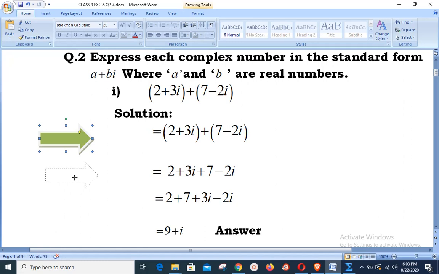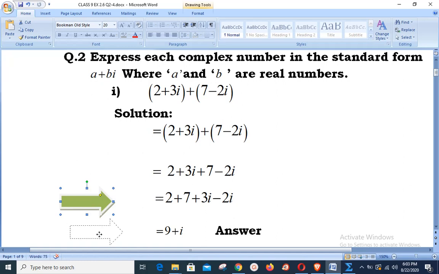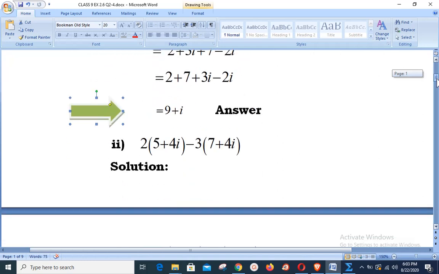In the next step, we remove the brackets, so it can be written as 2 plus 3 iota plus 7 minus 2 iota. Adding the like terms, we have 2 plus 7 plus 3 iota minus 2 iota. Very simple, 2 plus 7 becomes 9, whereas plus 3 iota minus 2 iota results in plus 1 iota. That is our answer. Hope you understand the method of addition for complex numbers. I again repeat, you have to add the real part to the real part and the imaginary part to the imaginary part.